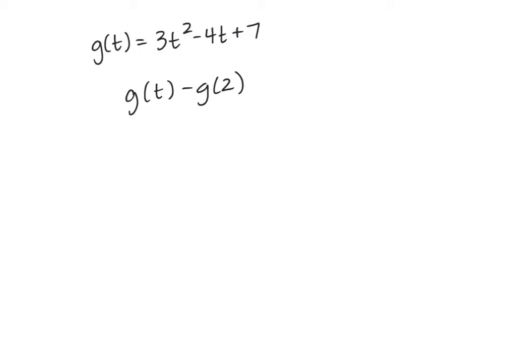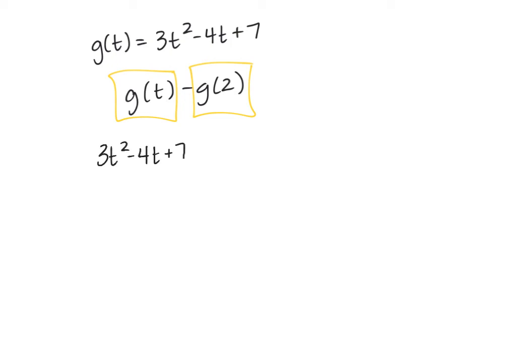What we want to do here is evaluate g of t minus g of 2. So I want you to think of this as two separate pieces, g of t and g of 2. G of t is just the original function. If you look there, g of t equals 3t squared minus 4t plus 7. So I'm just going to replace it with that.